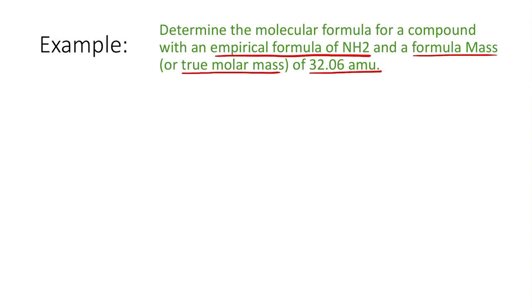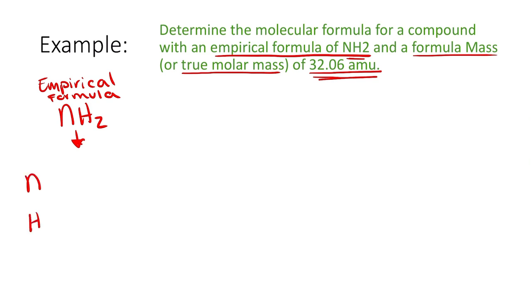So this is not the mass of the simplified formula. In order to determine how many times larger this mass is than that, I first need to calculate something called the empirical mass. The empirical mass is basically just the molar mass of the empirical formula. So here's my empirical formula, NH2, and I need the empirical mass. The empirical mass is just the mass of this compound, and I calculate it just like I would calculate a molar mass.